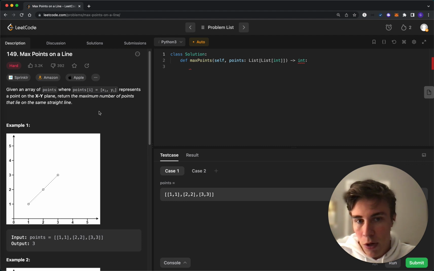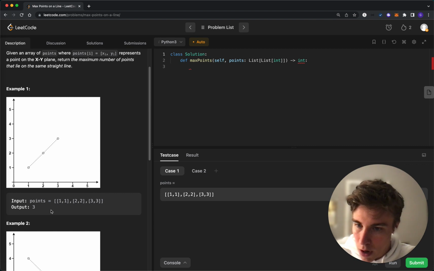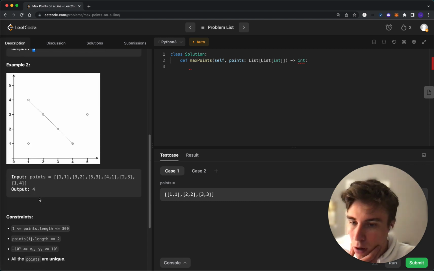Okay, so it's a 2D array where the outermost dimension is just the collection of points, and the innermost is the points. An example of this points array is [1,1], [2,2], [3,3]. So they all have the same slope, they all have the same x-intercept. The output is 3. Okay, perfect.